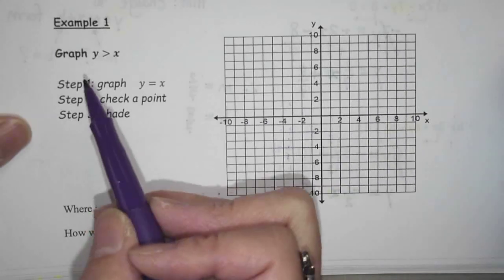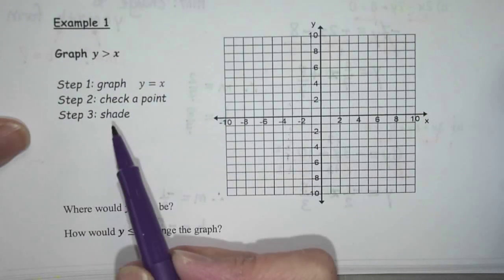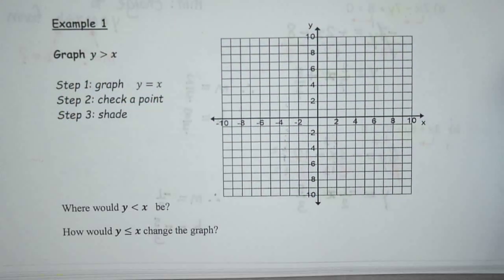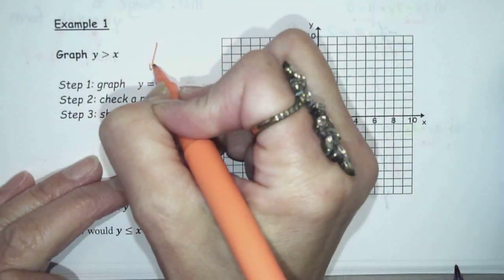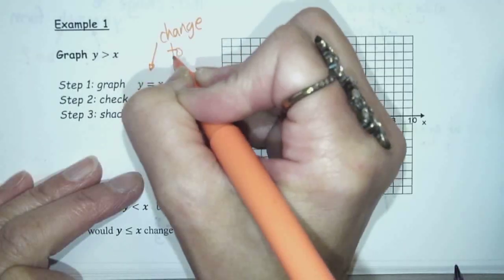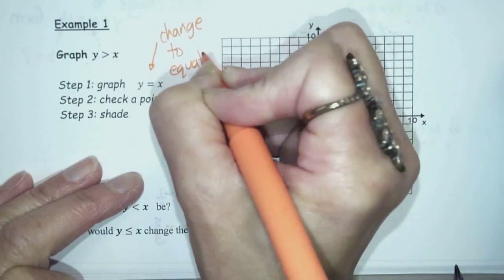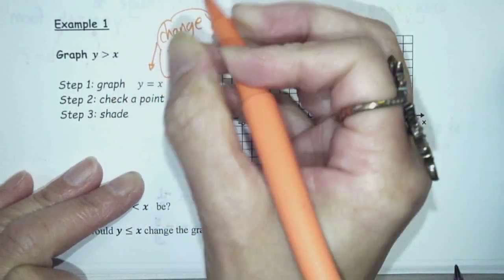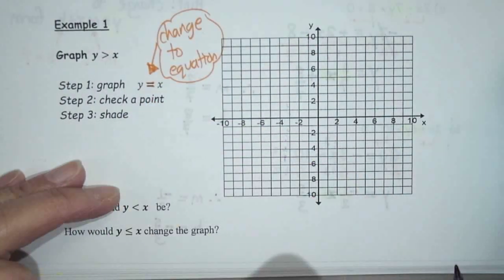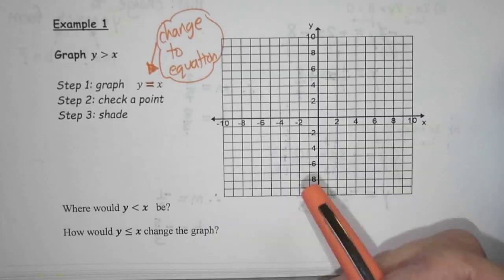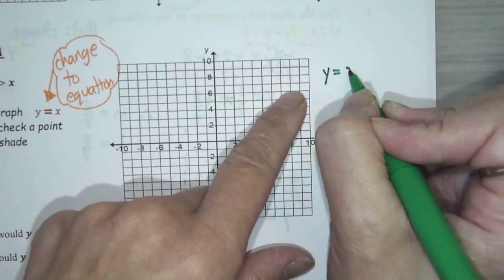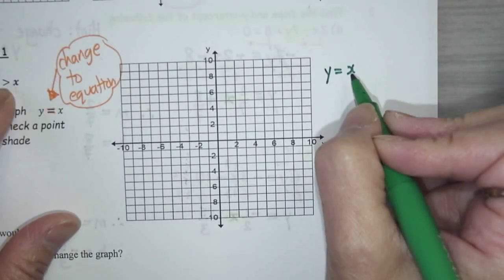Example 1. Graph y is greater than x. So what we do is I convert this to an equation. So change it to an equation, which means you change it back to an equals. So then here, when you change it to an equation, I'm going to do that over here. So y equals x. So if I give you greater than x, I change it here.